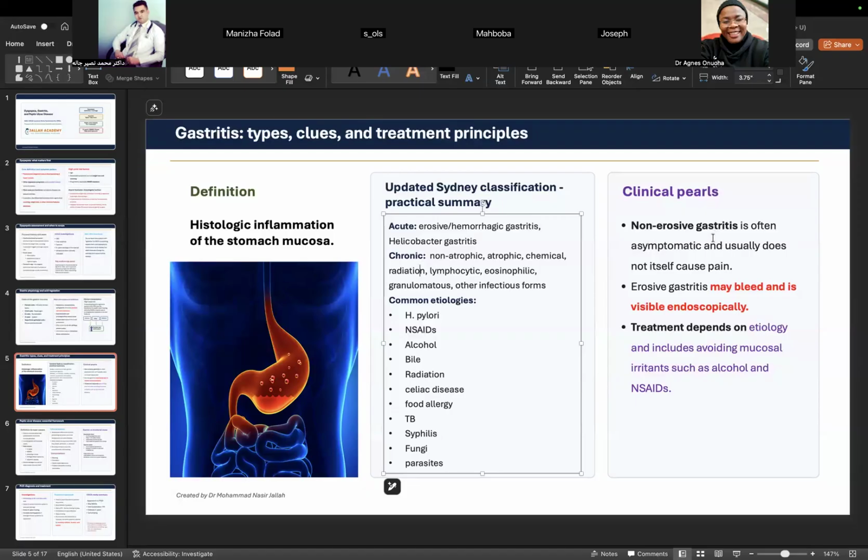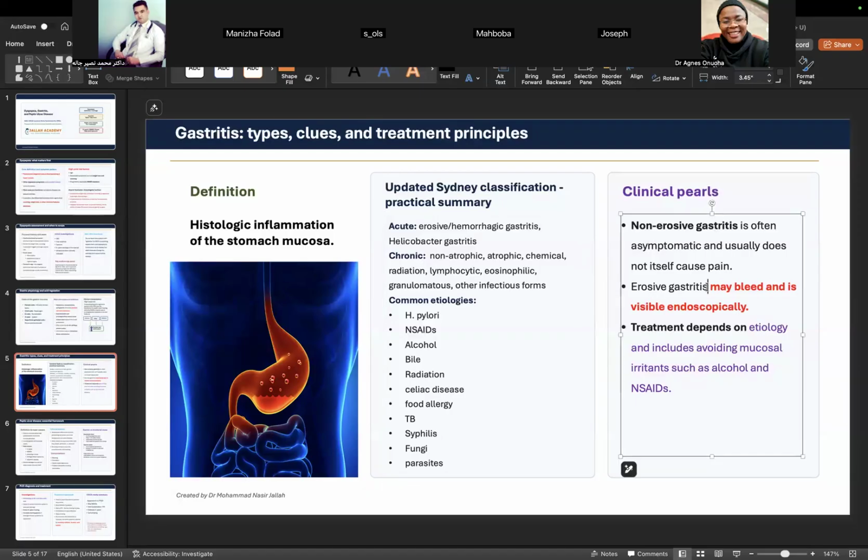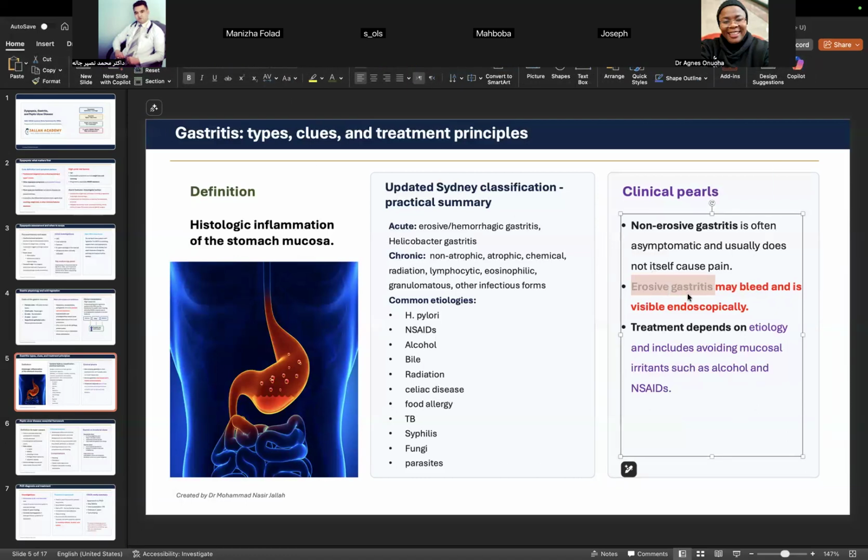Clinical pattern: non-erosive, and we have erosive. All right, so the non-erosive is often asymptomatic and usually does not itself cause pain. And what do we do for the treatment? We usually ask the patient to use the PPI as needed. So we don't put the patient on continuous PPI forever or long term. But for erosive, that's a different story.